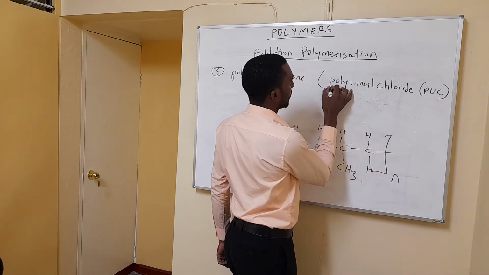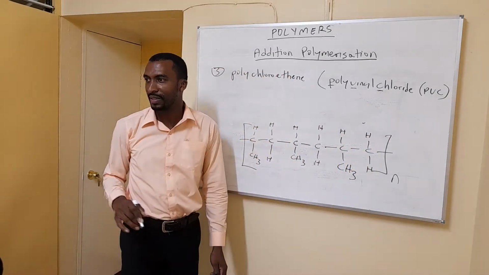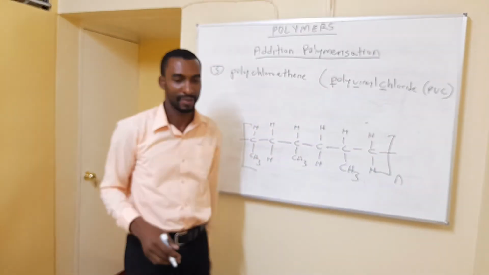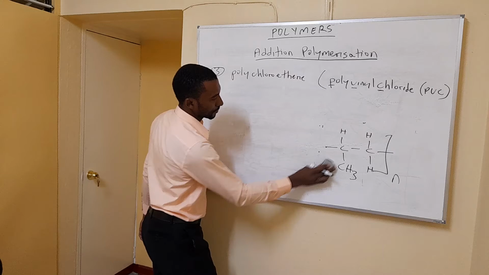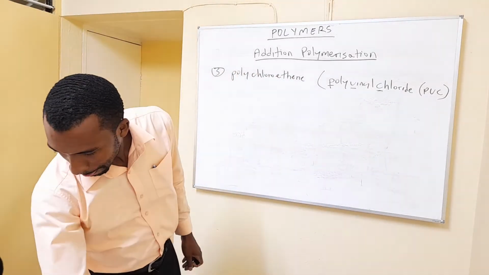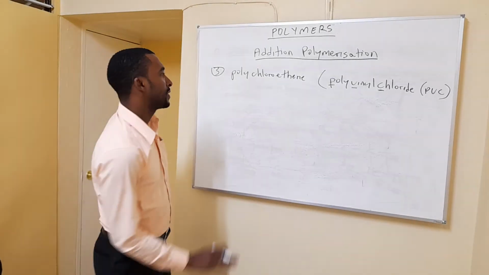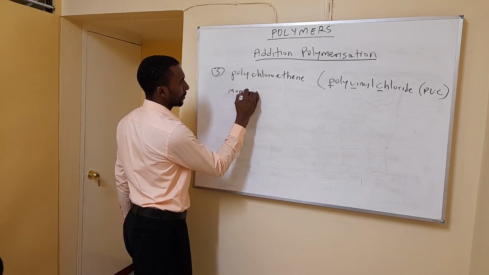PVC, alright? So polyvinyl chloride. So PVC is very popular to say. So now we are seeing where the word is coming from, right? And the monomer for PVC is actually chloroethene, right?